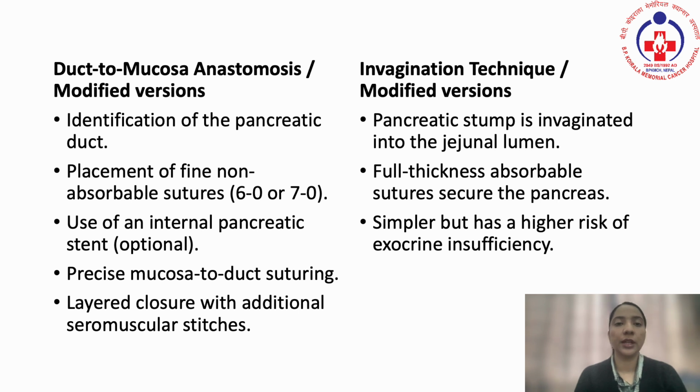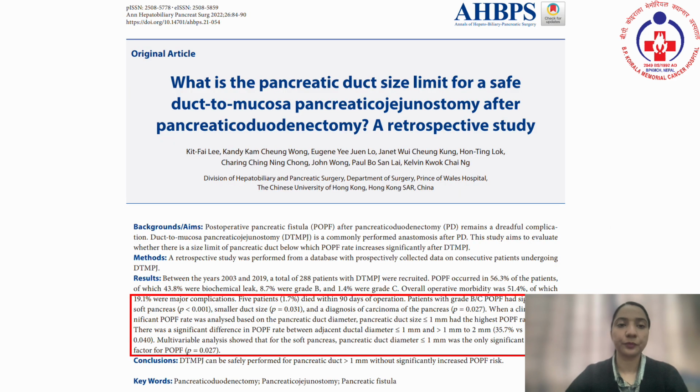And in the invagination technique, the duct to mucosa anastomosis is not done, but the pancreatic stump is invaginated into the jejunal lumen. Though the invagination technique is simpler, a higher risk of exocrine insufficiency is seen. And in this article, it is more favored that duct to mucosa anastomosis is better than the invagination technique in a small duct and also in a soft pancreas.